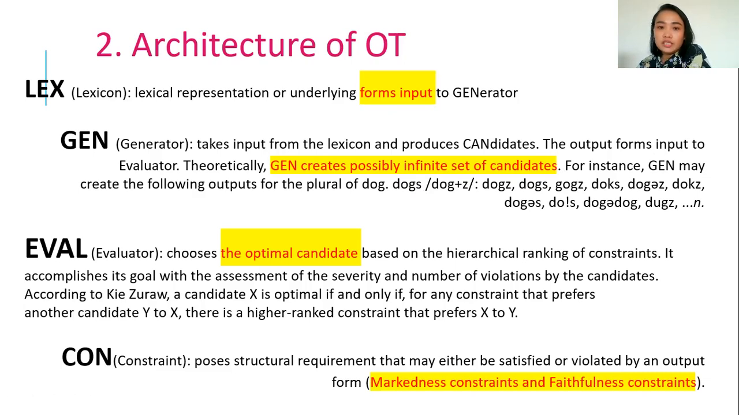For example, the word dogs with the plural suffix s, right? The dogs as the input will be taken into the Gen and will produce candidates, and all of these will later be evaluated by the Eval, or evaluator, to choose the optimal candidate. And then in this evaluation, we will find the constraints, and these constraints are two: the first, markedness, and the second, faithfulness.